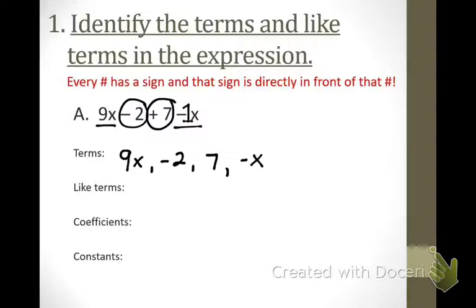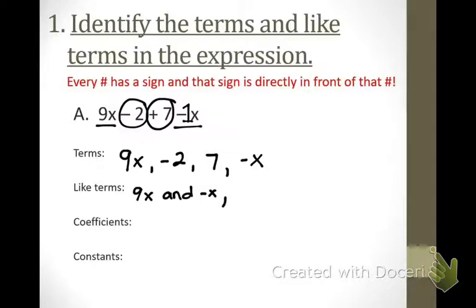Now I want to know which ones are alike. We've already kind of done this up at the top by underlining the ones that are similar and circling the other ones that are alike. The first one, 9x. What is a like term with 9x? So you're going to write 9x and negative x. Those are in the same family. They are like terms. They're the x family.